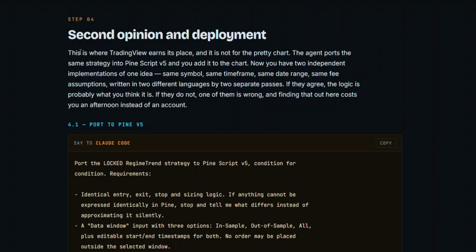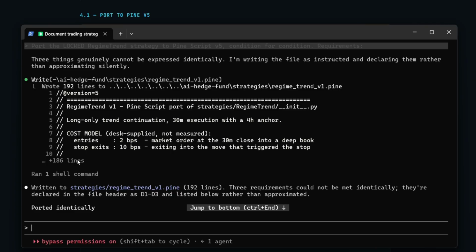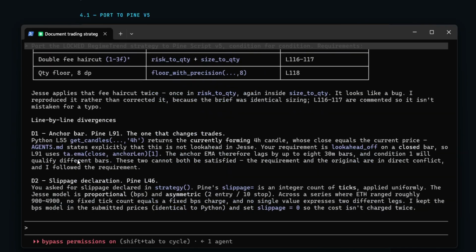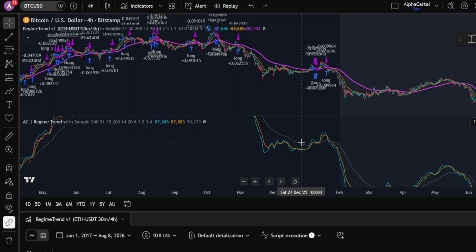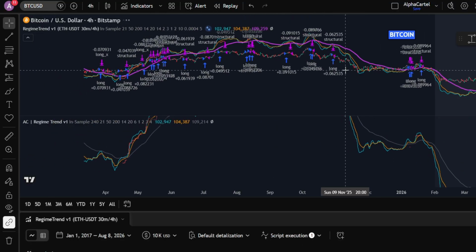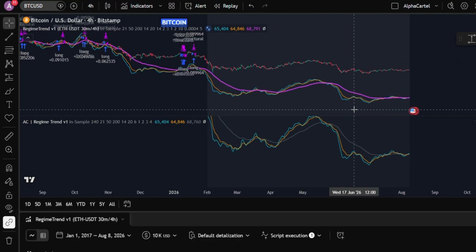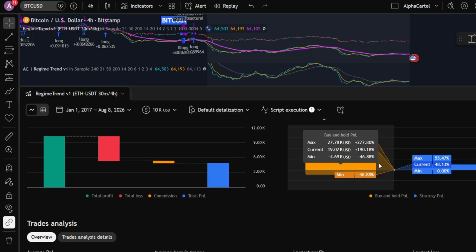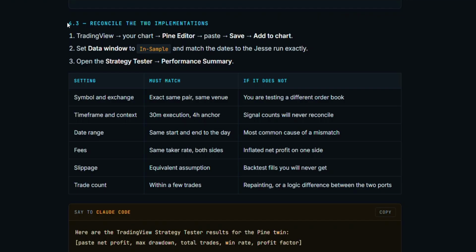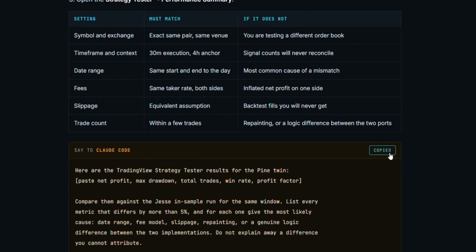Step 4. This is where TradingView earns its place, and it is not for the pretty chart. The agent ports the same strategy into PineScript version 5, and you add it to the chart. Now you have 2 independent implementations of one idea. Same symbol, same time frame, same date range, same fee assumptions, written in 2 different languages by 2 separate passes. Then you compare them. Net profit, max drawdown, trade count, win rate.